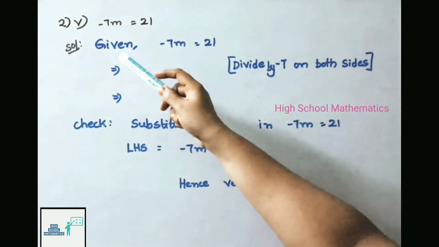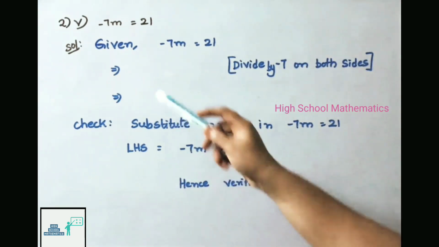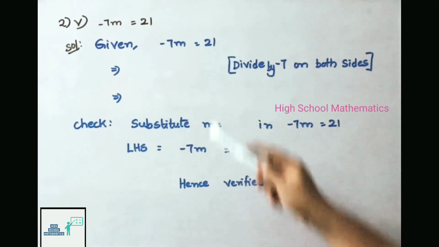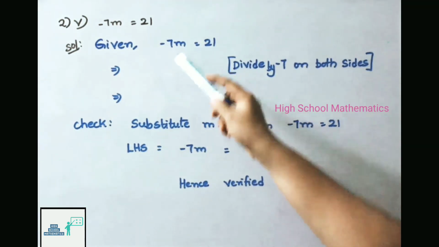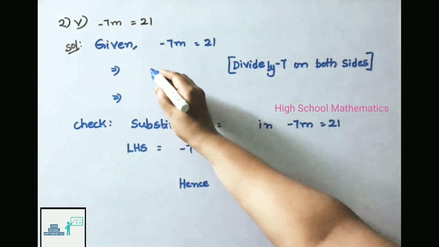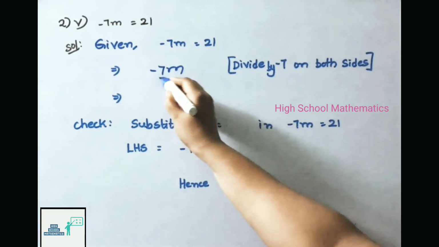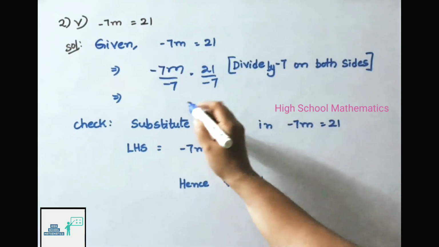See now second question, fifth sum. Minus 7m equals 21. Let us see the solution. Given equation is minus 7m equals 21. Here minus 7 is going to multiply. To remove that, we are going to divide by minus 7 on both sides. So let us write minus 7m by minus 7, that equals 21 by minus 7.